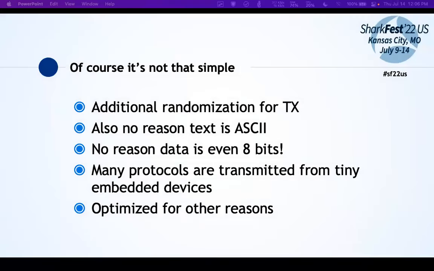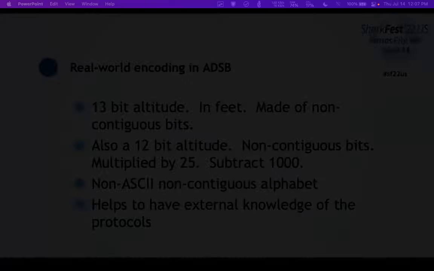Well, again, some radios randomize how the data is encoded. There's no reason text is ASCII. There's no reason that integers are 8 bits. You'd hope they are, but they're not. These devices are usually transmitted from super tiny embedded devices, so they're not going to waste space on 8 bits when they have a sample that fits in 5. Sometimes they're optimized for other reasons or legacy reasons where they have to talk to older legacy hardware.